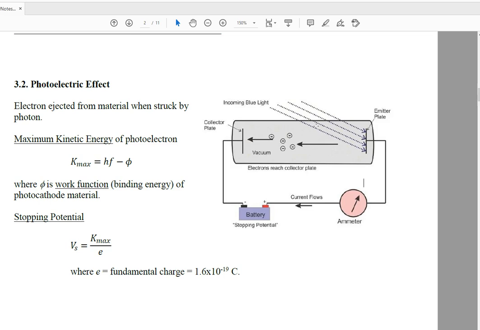And this is independent of light intensity up to a certain point. If you start blasting this emitter plate with a huge intensity and start heating it up significantly, you're going to be ejecting some electrons just thermally. But under reasonable intensities, even if you increase the intensity, you don't see any photoelectrons if the light is below a certain cutoff frequency.